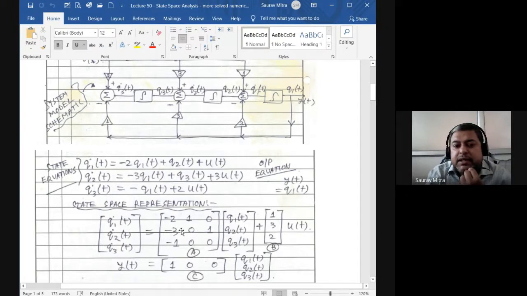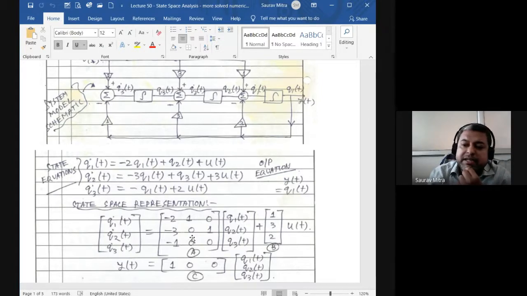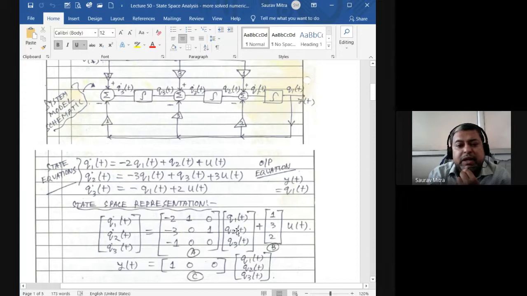As there are three state variables, the dimension of the A matrix will be 3 cross 3. If you are writing q dot t and q(t) here, just look at the A matrix first, and you find the A matrix is 3 cross 3. That means you will automatically understand that this Q matrix will be 3 cross 1 and this Q dot matrix will be 3 cross 1. Whatever is the dimension of the Q matrix at the top, the same will be the dimension of the Q matrix in y(t). In this case, there is no D matrix, which means the input is not directly connected to the output.